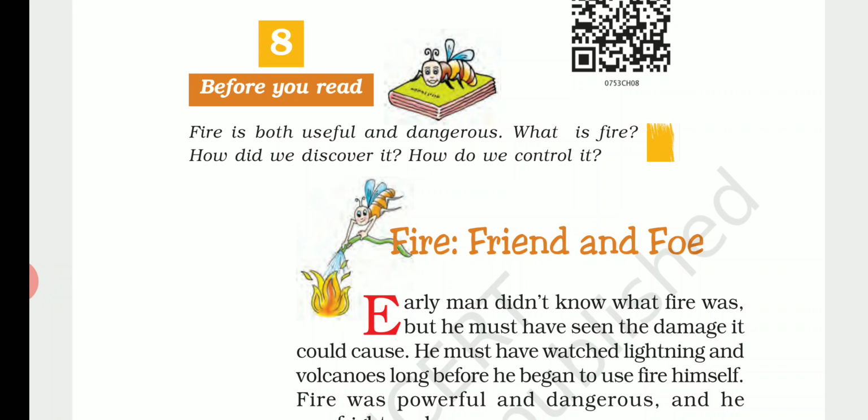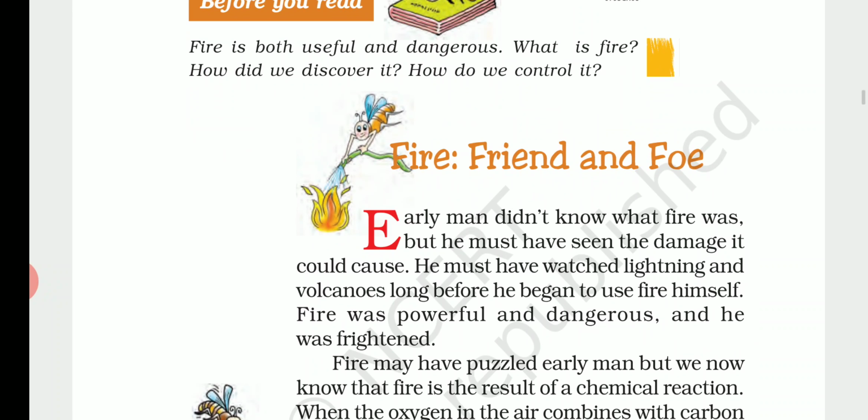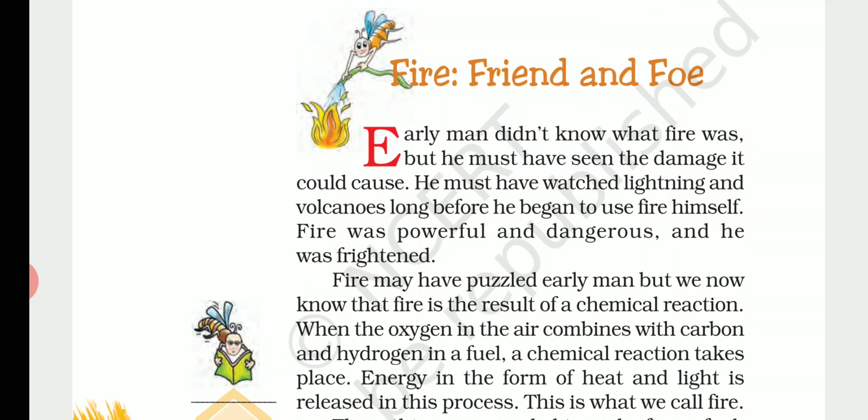Fire is powerful and dangerous, and he was frightened. So whenever it broke out anywhere, people used to get afraid of it. Fire may have puzzled early man, but we now know that fire is the result of a chemical reaction. In the early age, before civilization, people used to think, what is fire? और वो लोग पजल हो जाते थे, सोचते थे होता क्या है ये चीज़.